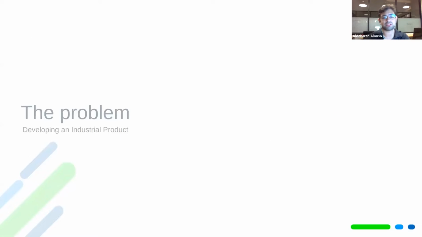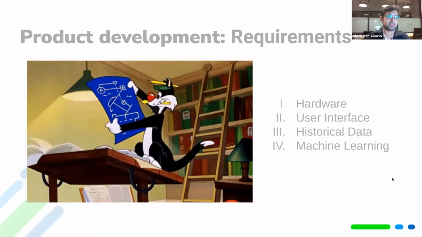Well, let's talk about the problem. Let's imagine that we are developing a product. We already have the idea of what we're going to do. We are going to make a sensor that measures temperature, humidity, or any variable that we need to measure. We also need to do maybe some machine learning to make some signal processing or pattern recognition to generate value for our customer. So we can identify these requirements.